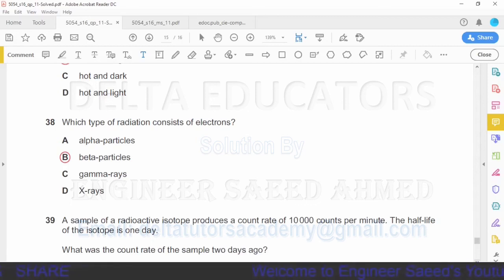In the topic of nuclear physics, we have studied that a radioactive substance emits three types of radiation: alpha, beta and gamma, where alpha particles are positively charged, beta particles are negatively charged, and gamma rays are electromagnetic radiation. Since beta particles are negatively charged and electrons are also negatively charged, we can say beta particles consist of electrons. So option B is the correct one.